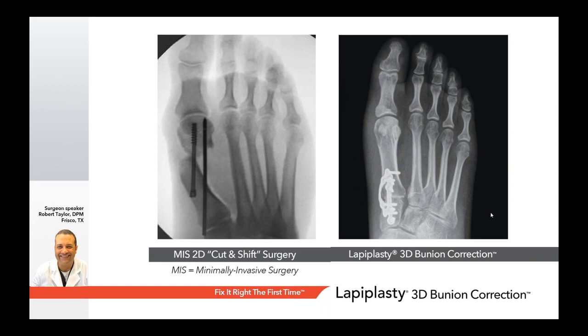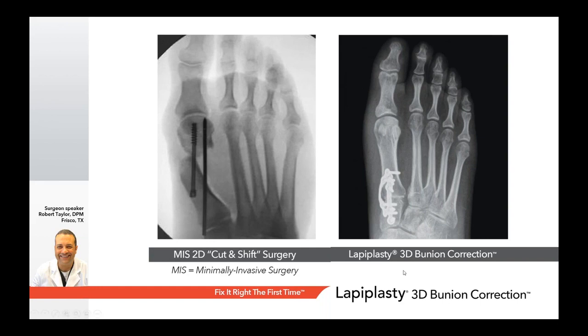And again, you don't have to be a foot and ankle surgeon or a radiologist to look at the x-ray on the left and see the orientation of the metatarsal as it's moving away from the other metatarsals, and the head of the bone that's cut over and fixated in place with these two large screws, versus what the Lapiplasty looks like on the x-ray on the right.